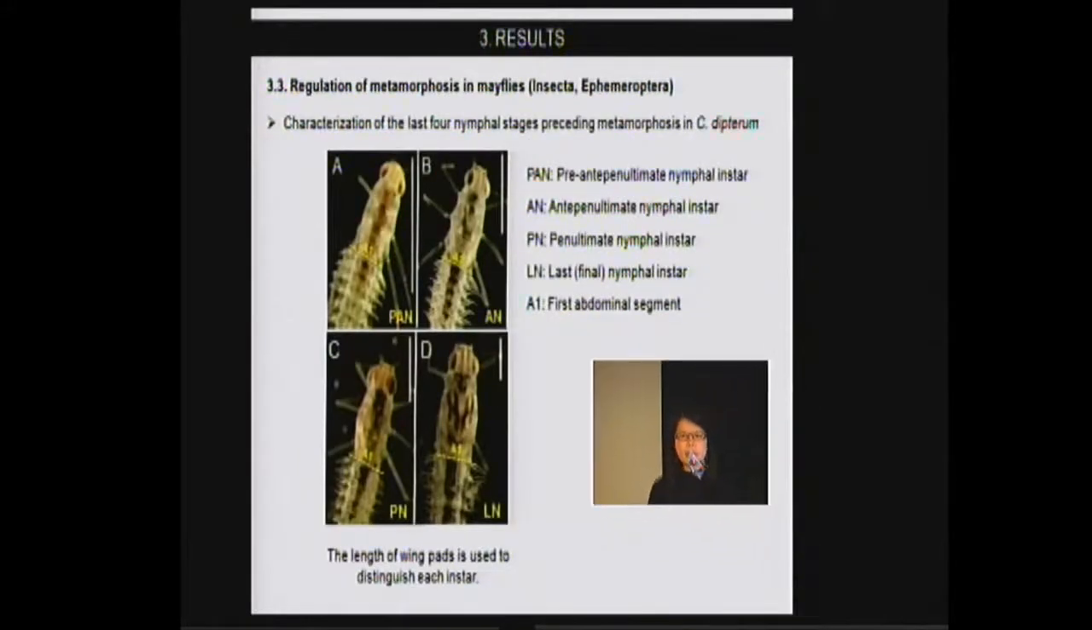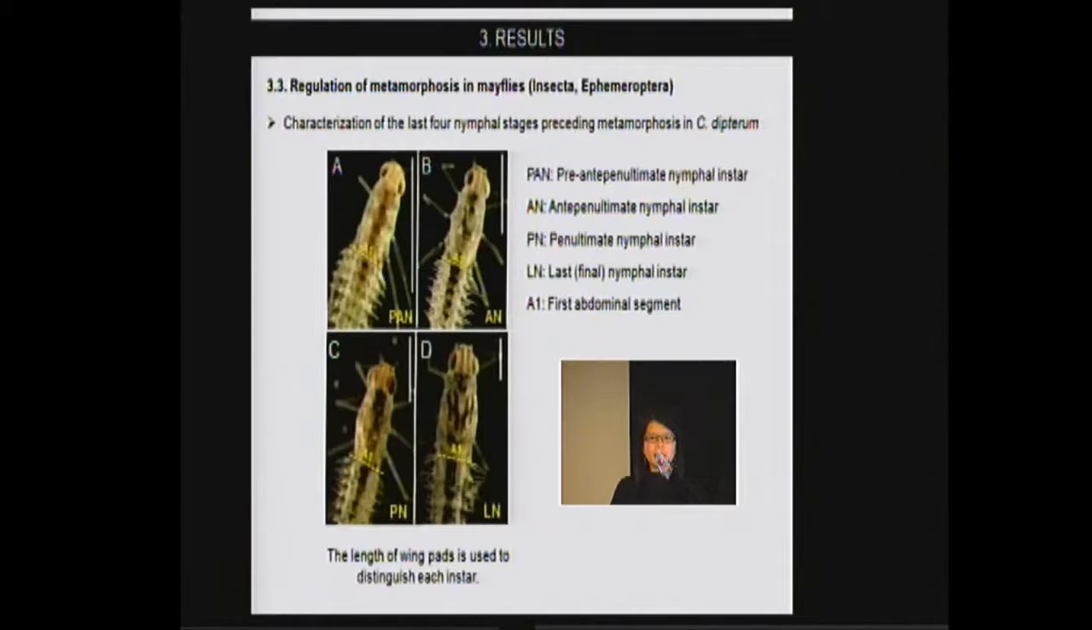Since we don't have much information about these insects, I started the study by trying to characterize the nymphal stages of Cloeon dipterum. And as I am interested in metamorphosis, I focus on the last 4 nymphal instars preceding metamorphosis. So we use the length of the wing pads to characterize each nymphal instar.